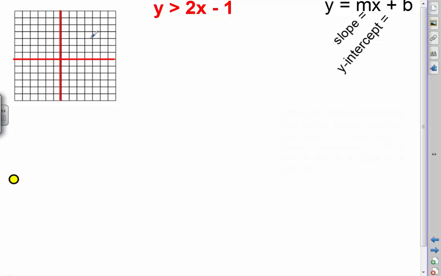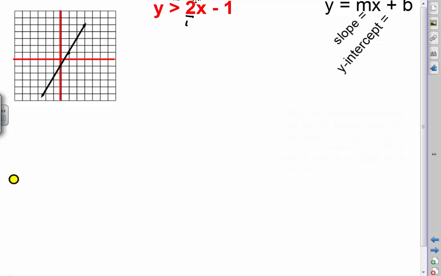All right, let's see how you did. We've got a y-intercept of negative 1, so we come over here to negative 1 and put a dot. Our slope is 2 over 1, so we go up 2 and over 1, up 2 and over 1. The reason I'm doing this time is because I don't have the line already drawn for you. So we draw our line.